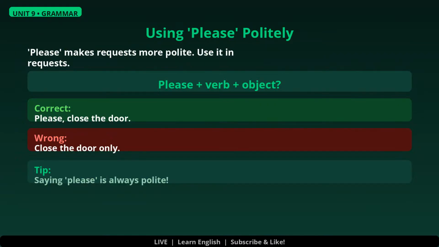Here's an important grammar point. Using please politely. Please makes requests more polite. Use it in requests. For example, please, close the door. A helpful tip, saying please is always polite.